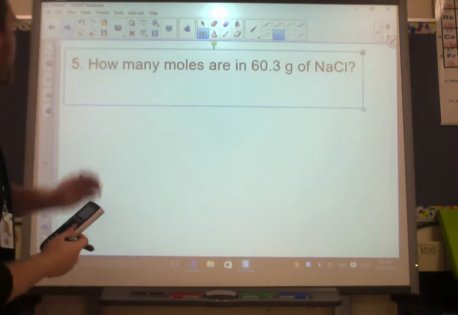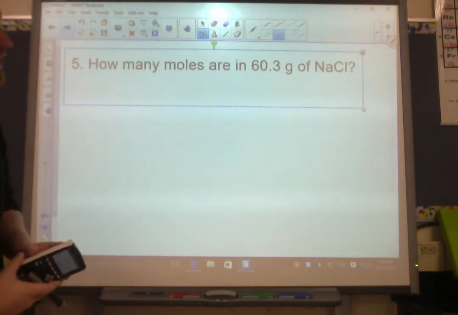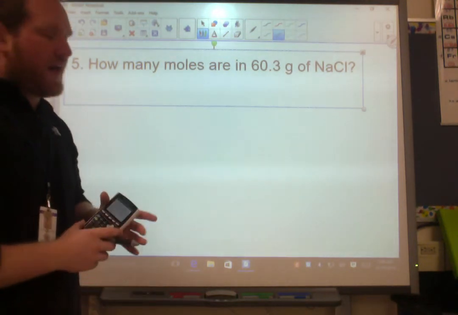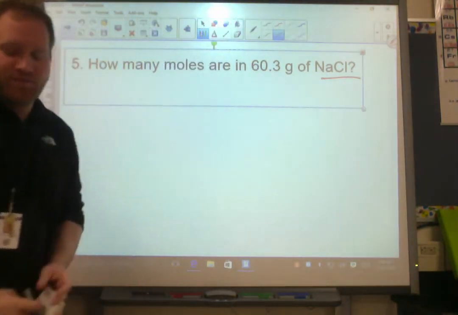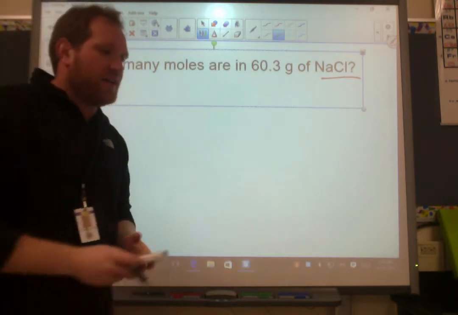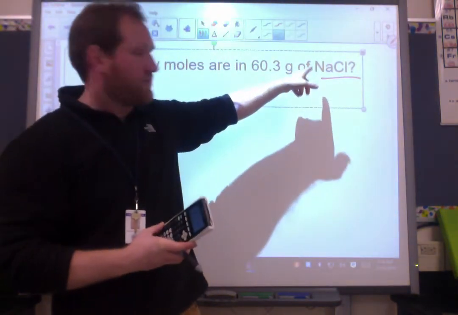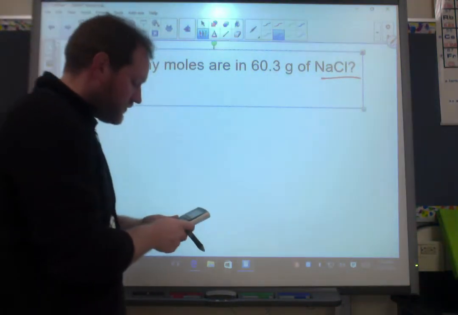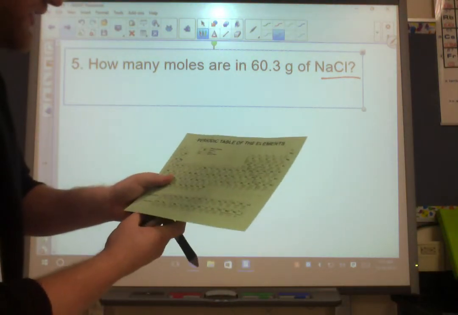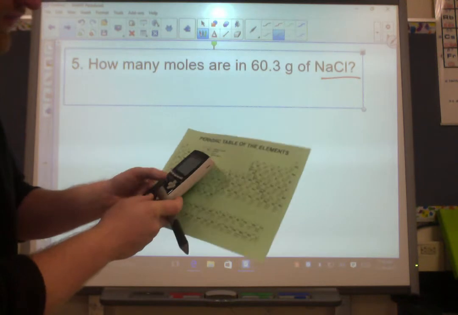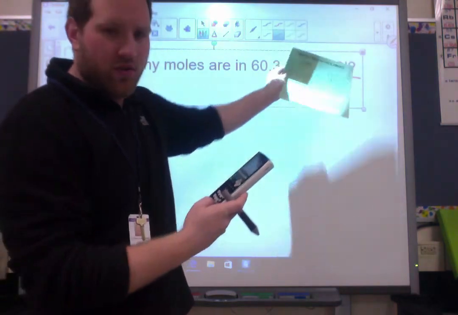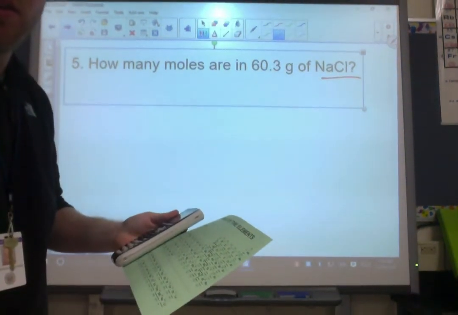Number 5, how many moles are in 60.3 grams of NaCl? So we've added one level of complexity here. Instead of just a regular element, now I'm giving you a compound, NaCl. So we're going to need the molar mass of that compound. It's literally as simple as finding the Na mass, finding the Cl mass, and adding them together. If you look on your periodic table, Na is number 11, sodium, so that's 22.990. There's one sodium atom, there's one chlorine atom, so we just add the chlorine.